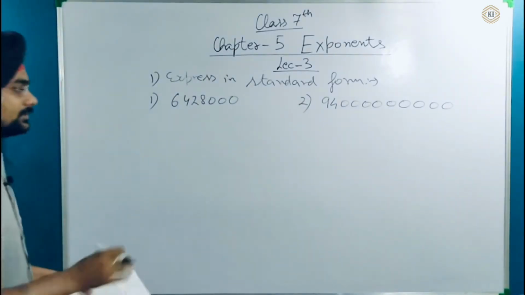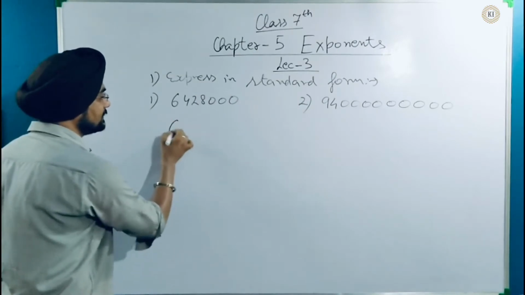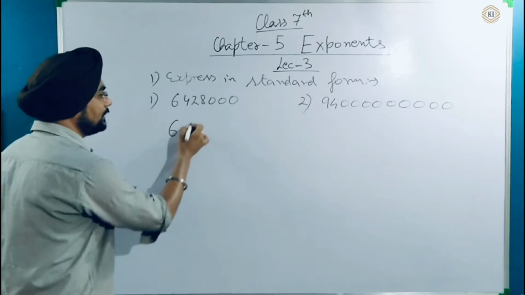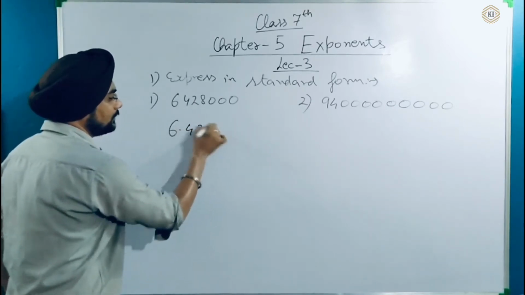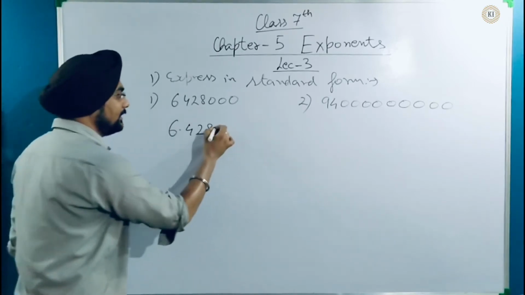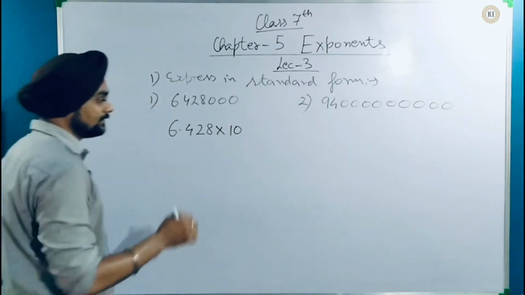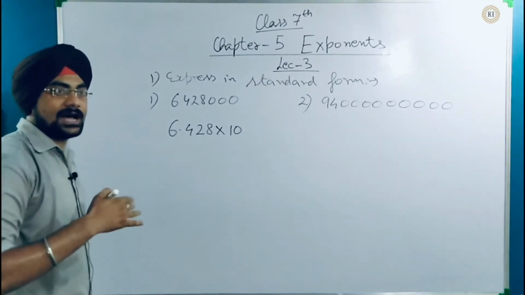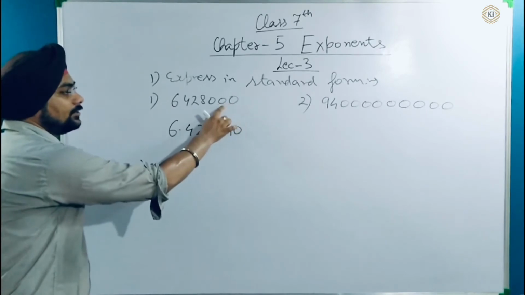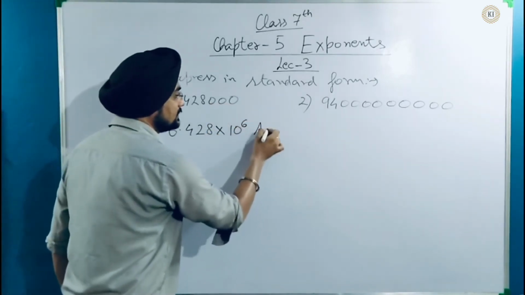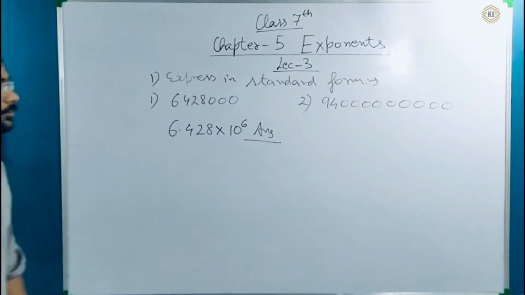So how will we do it? Just see very carefully. First of all, we write 6. Always the decimal will be after one place. Put a decimal point, and 4, 2, 8. We write the numbers till the non-zero digits. We will not write 0. Multiply by 10 to the power. Now the power: you write it by counting all the numbers after the decimal, 1, 2, 3, 4, 5, 6. So the answer will be 6.428 into 10 to the power 6.